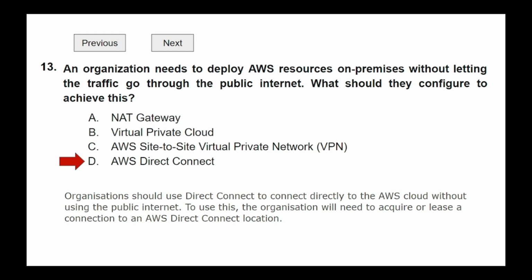Maybe just to mention on AWS site-to-site VPN, what happens when you create a VPC in AWS and on the other hand you have an on-premise network. So that's where site-to-site VPN comes in. For a NAT gateway, or a network address translation service, it is used to connect instances in a private subnet to services outside of a VPC.